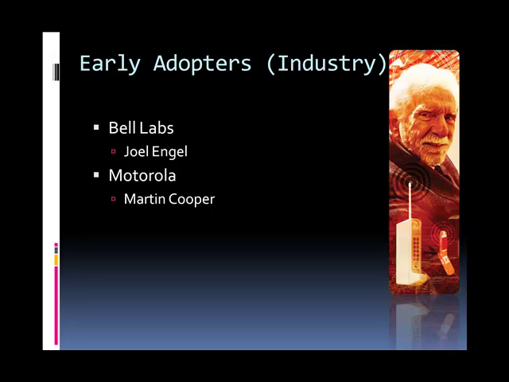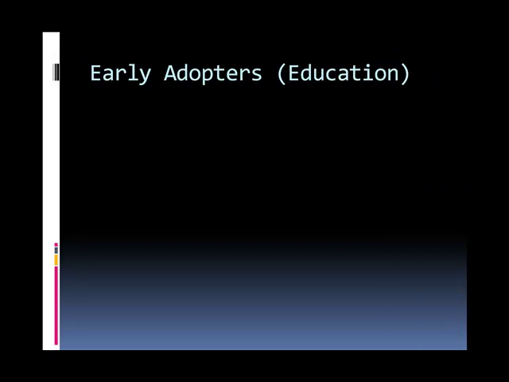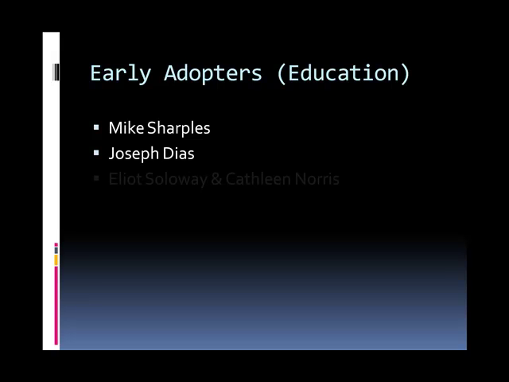Cooper's biggest roadblock for development was accountants who did not wish to give him the needed funds. In the field of education, early adopters include individuals like Mike Sharples, Joseph Diaz, Elliot Soloway, Kathleen Norris, and Liz Kolb. Each of these individuals has made a significant contribution to the field of using mobile devices like cell phones in education.